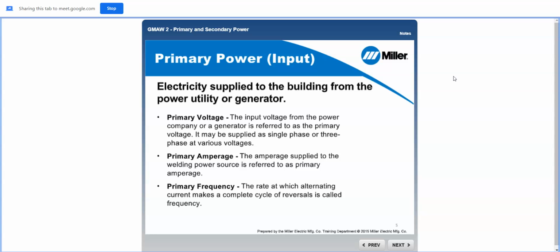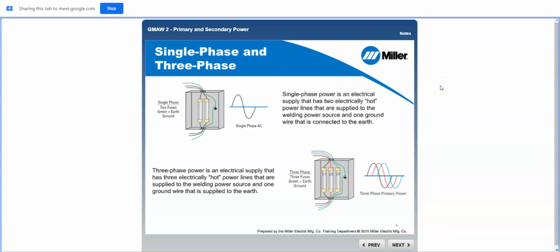The power input to the AC welding power source and most other electrical equipment in the United States today is 60 hertz power. Outside of the United States, 50 hertz is more common. Single phase and three phase. Single phase power is an electrical supply that has two electrically hot power lines that are supplied to the welding power source and one ground wire that is connected to earth. Three phase power is an electrical supply that has three electrically hot power lines that are supplied to the welding power source and one ground wire that is supplied to the earth.